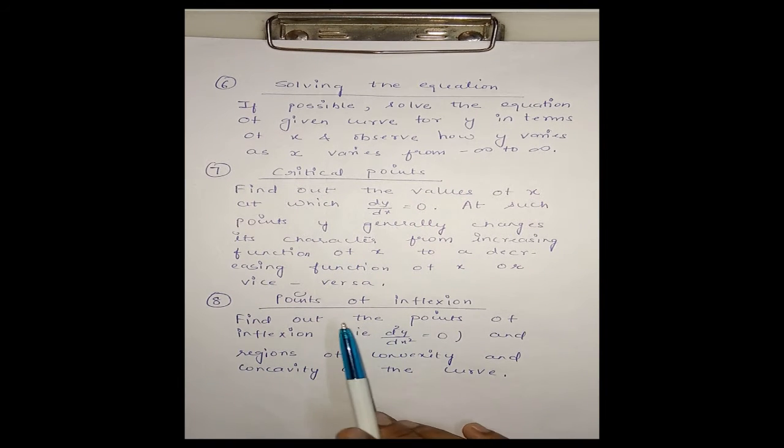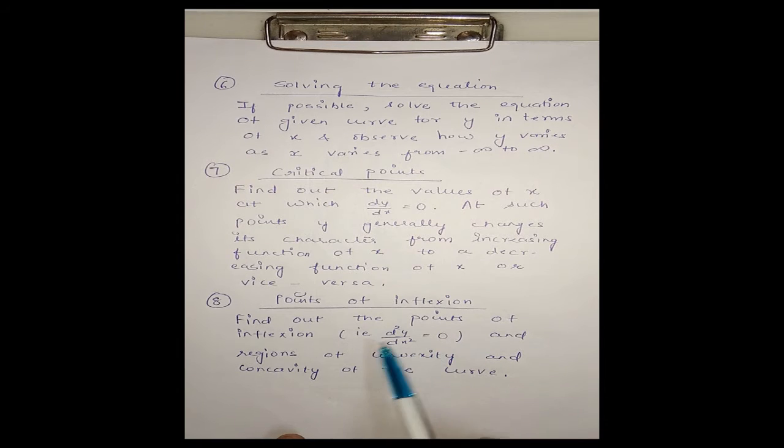Next and the last step is points of inflection. Find out the points of inflection, that is d2y by dx square is equal to 0, and the region of convexity and concavity. As we have already discussed, points of inflection are obtained by solving this equation, d2y by dx square is equal to 0. When d2y by dx square is positive, we have concave upwards, and when it is less than 0, we have concave downwards. And at the point 0, we have a point of inflection. We have to find points of inflection.